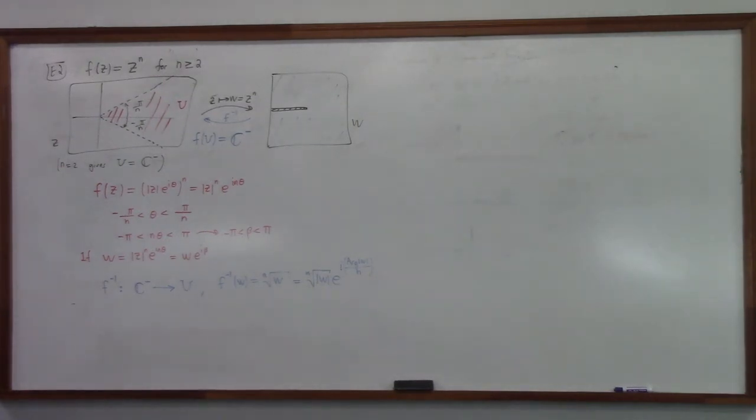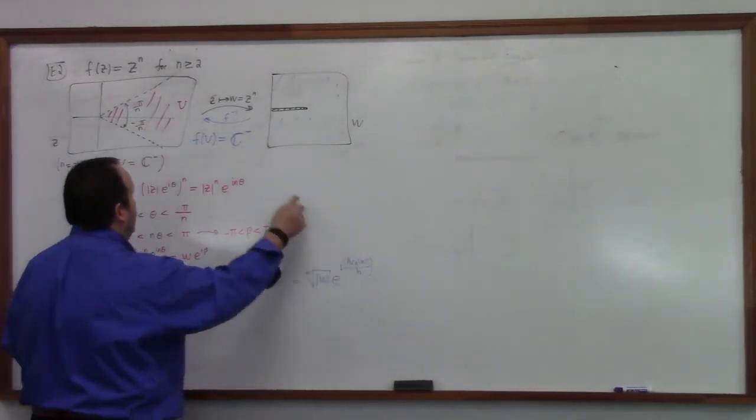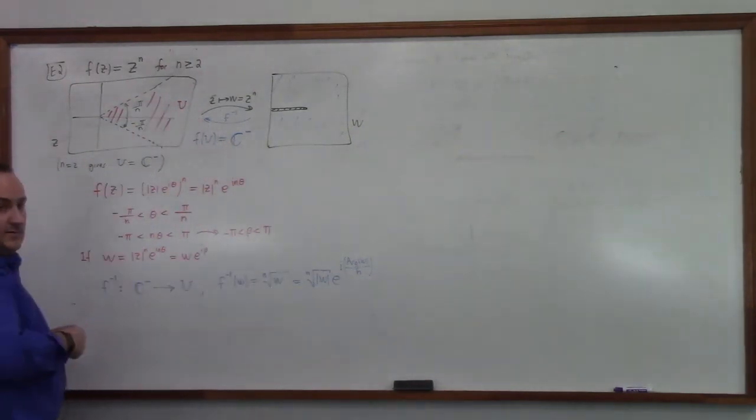And so if you think that through, that makes sense because the argument of w is between minus pi and pi, not included. And when you divide that by n, what do you get? You get from minus pi over n to pi over n. So the angle of the formula here, this angle, it maps to this sector like you want.